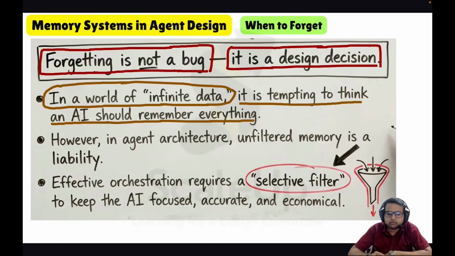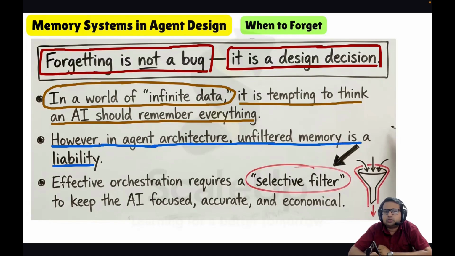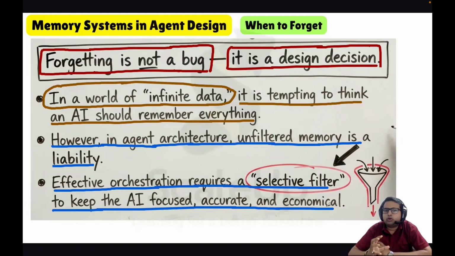not possible because of the limited context window, and also in agentic AI architecture, unfiltered memory is a liability. Effective orchestration requires a selective filter to keep the AI focused, accurate, and economical. Because we know that the context window is limited, we cannot store everything in it. And if you are making use of long term memory, we also have to selectively filter only the relevant chunks into the active context window.